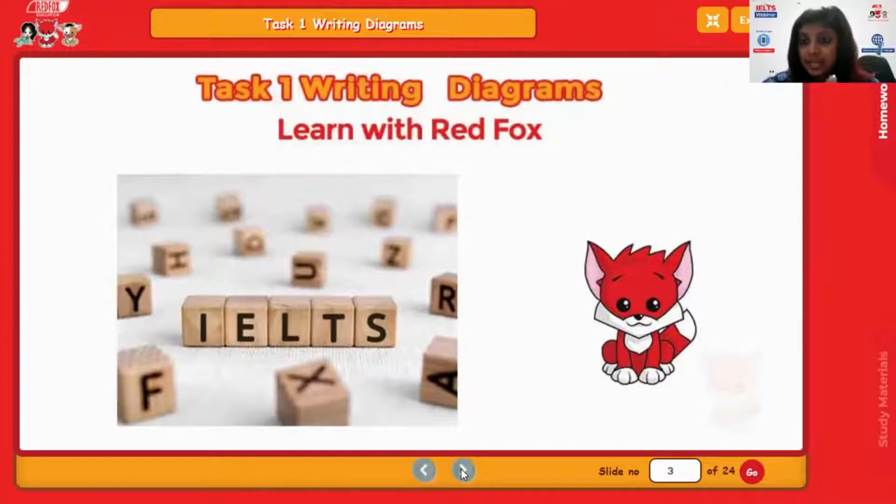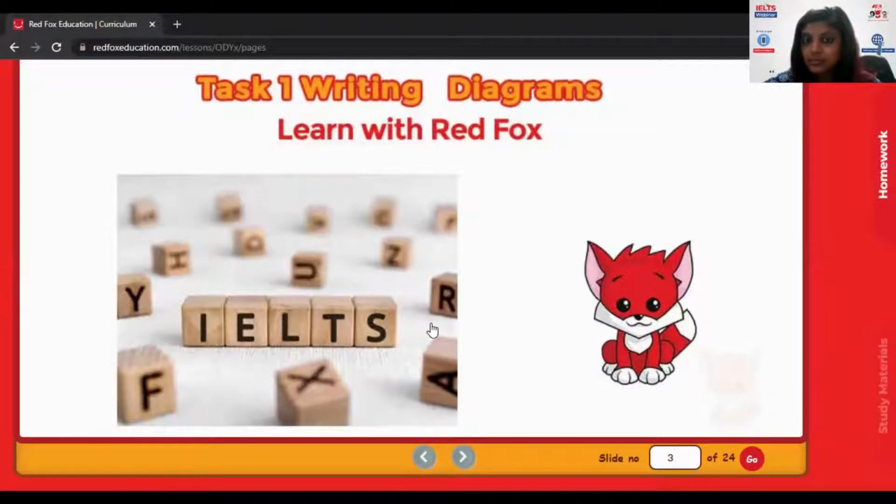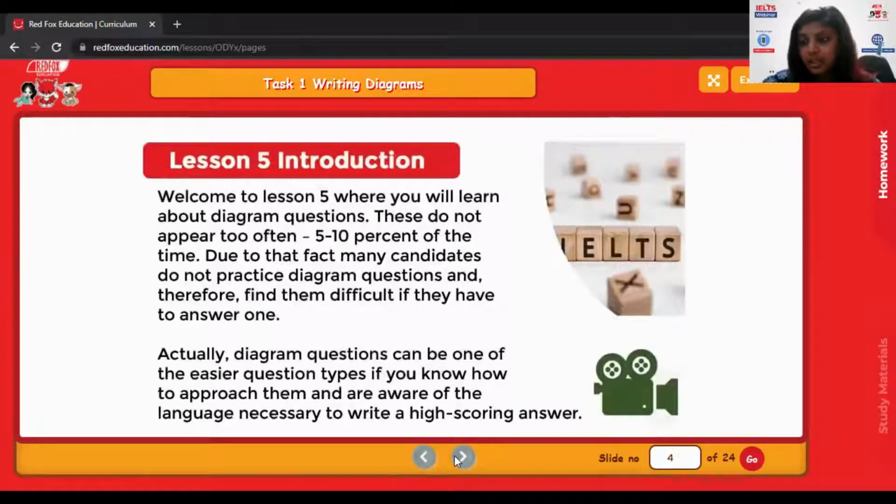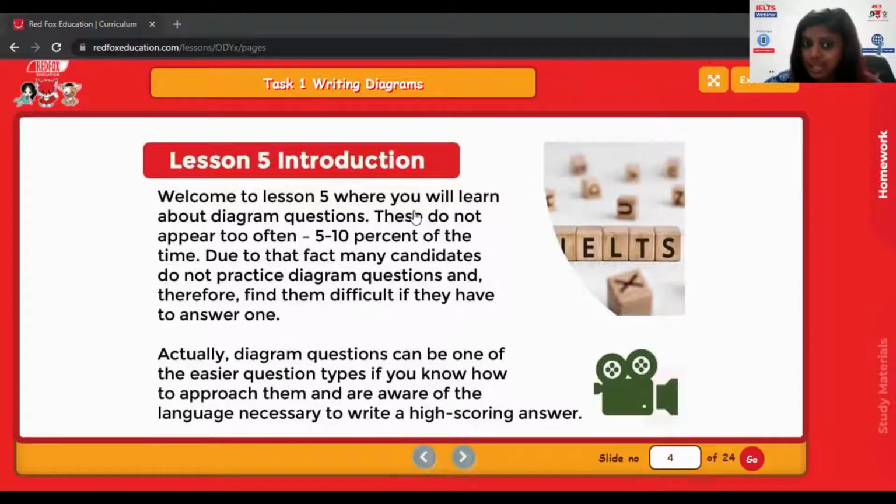Now, can anybody answer me, what are the different questions that you generally get in writing task one? Does anybody know? Does anybody want to answer? Okay, that's fine. You have a variety of different question types. It starts from your line graph, bar graph, pie charts, diagrams. There's a lot of things that is generally covered. Today we are going to be looking at the diagram section.